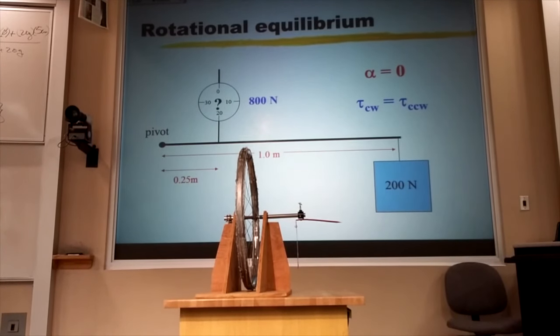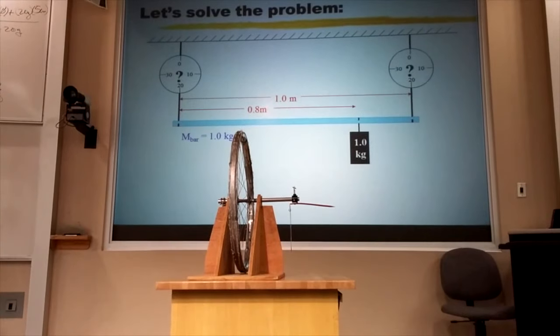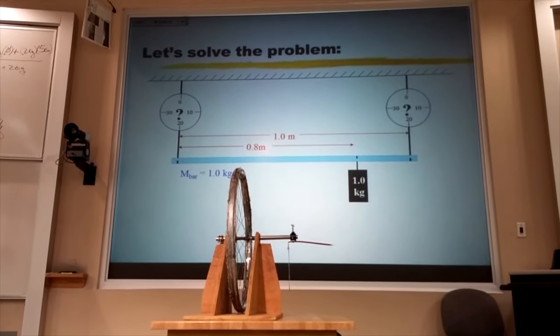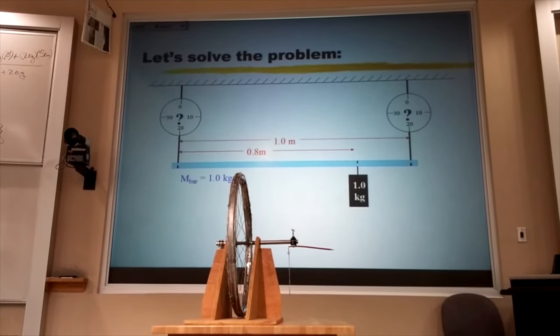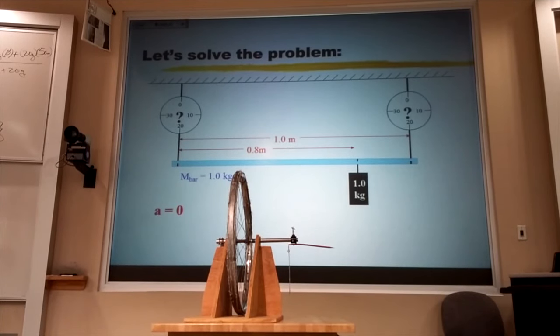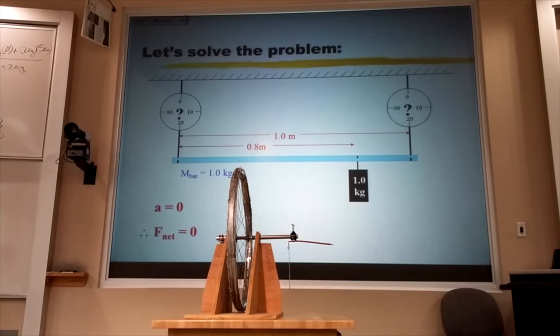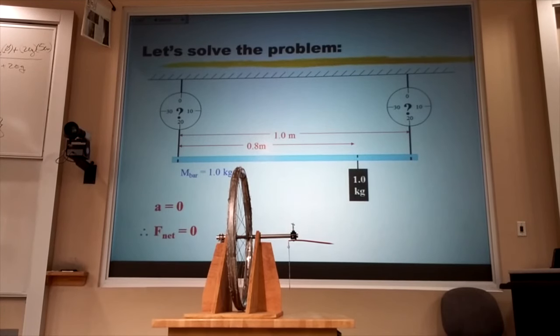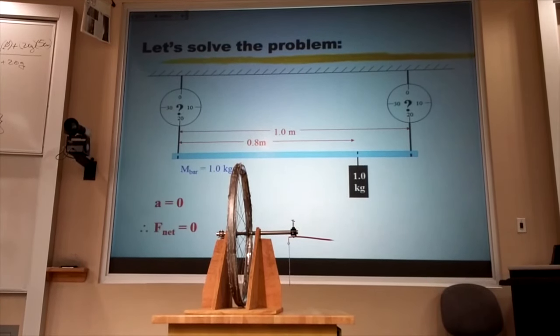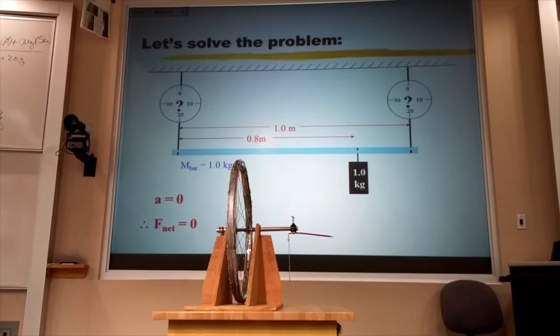Okay, let's go back to this problem that only 7 people got right. We know that the bar is not linearly accelerating. The center of mass of that bar stays put. That means all the force up has to balance all the force down. I've got 20 newtons down, I've got to have 20 newtons up.